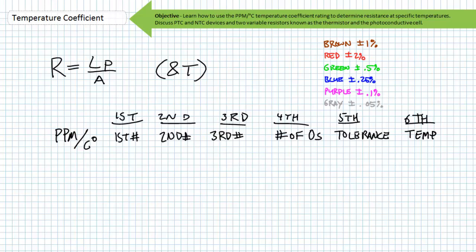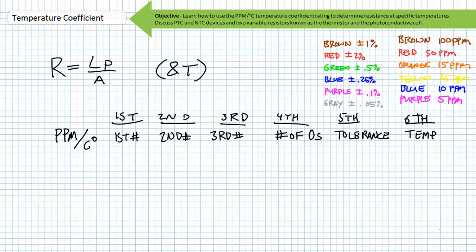The 6-band color code is just the 5-band color code with an additional temperature coefficient indicator at the end. In effect, if we review the 6-band color code, you get the 5-band color code as a bonus. Isn't that nice? The 6th band, the temperature coefficient, is an indicator of how much this resistor's resistance value predictably drifts as the temperature departs from an agreed upon reference temperature.